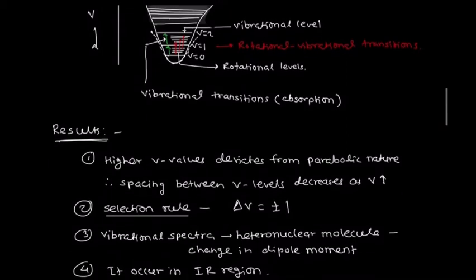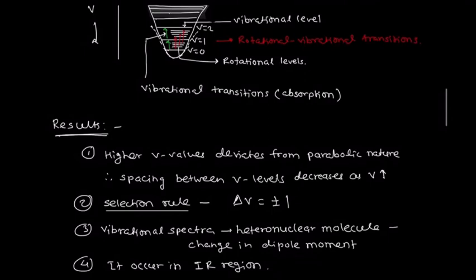The next point, we discuss the vibrational spectra. Vibrational spectra occur only for particular molecules. That molecule must be a polar molecule, which we call a heteronuclear molecule, since the two atoms have different charge. And that molecule also changes its dipole moment. For example, as we saw earlier, hydrogen chloride and carbon monoxide. These are heteronuclear molecules. And the resulting spectra always occur in the infrared region. This is very important.